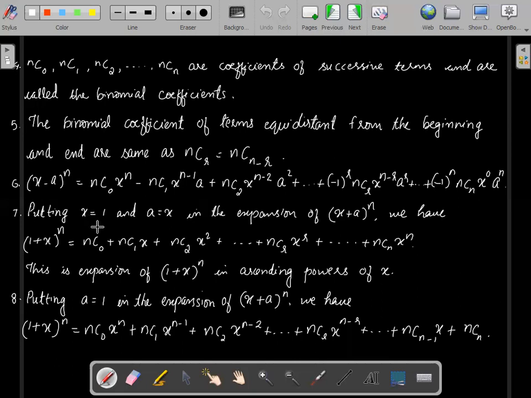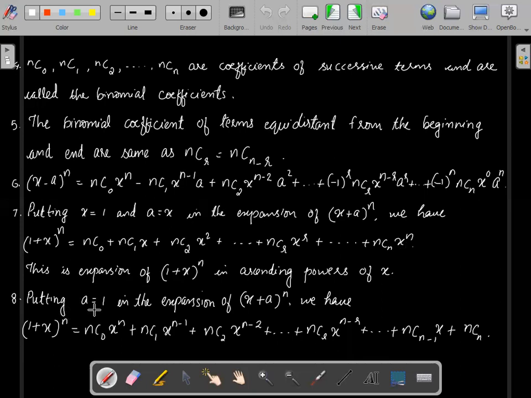Now, putting x is equal to 1 and a equal to x in the expansion of (x plus a) whole raised to n, we have (1 plus x) whole raised to n is equal to nC0 plus nC1 x plus nC2 x square plus etc., plus nCr x raised to r plus etc., plus nCn x raised to n. This is the expansion of (1 plus x) whole raised to n in ascending powers of x.